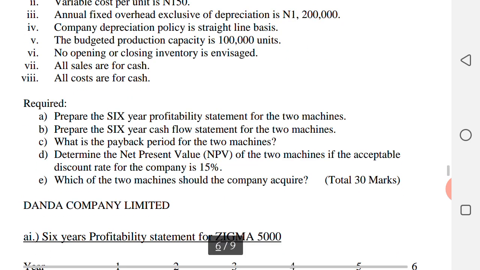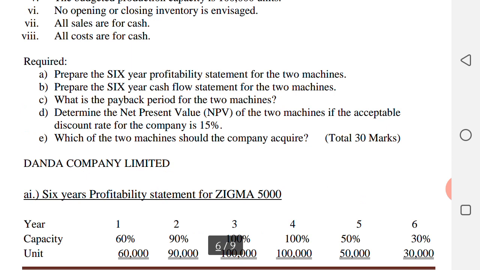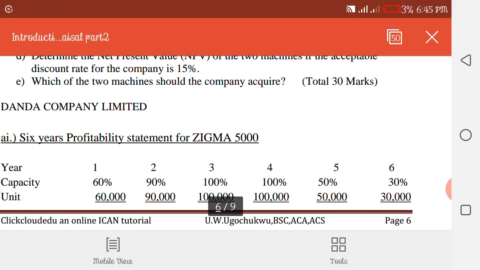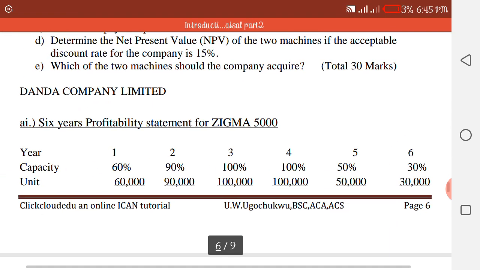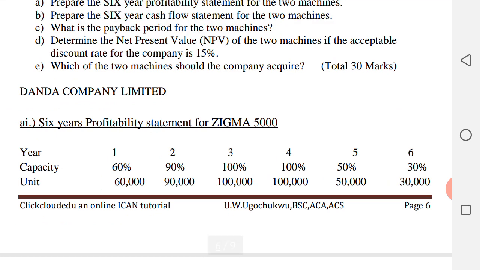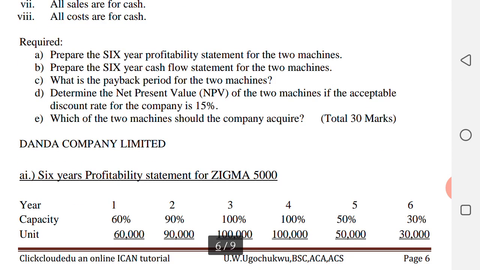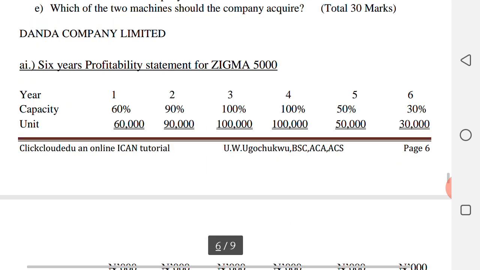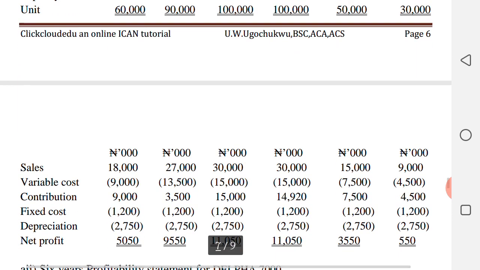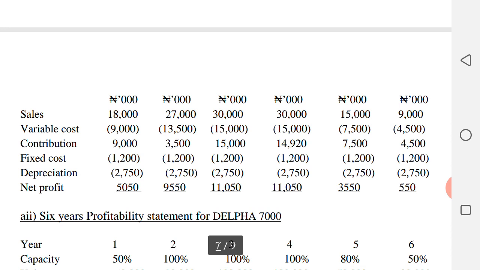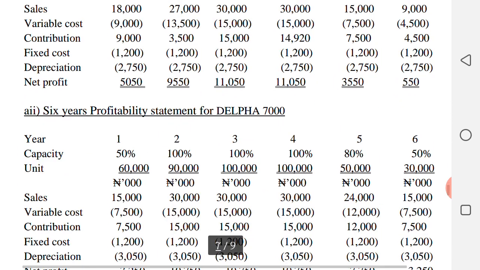Now let's calculate the 6 years profitability statement for the company. Because we are running out of time, maybe in our next class I will explain this question very well. But before then, you should be able to go through the question. How did I arrive at these figures? You can punch the calculator and compute with me.